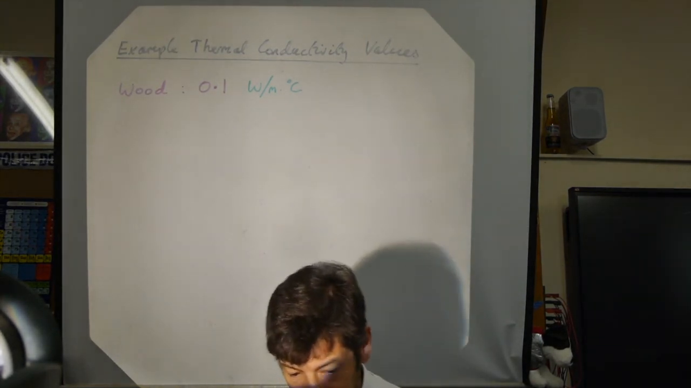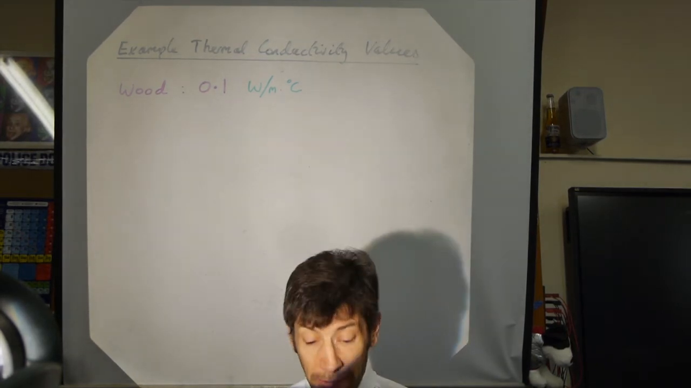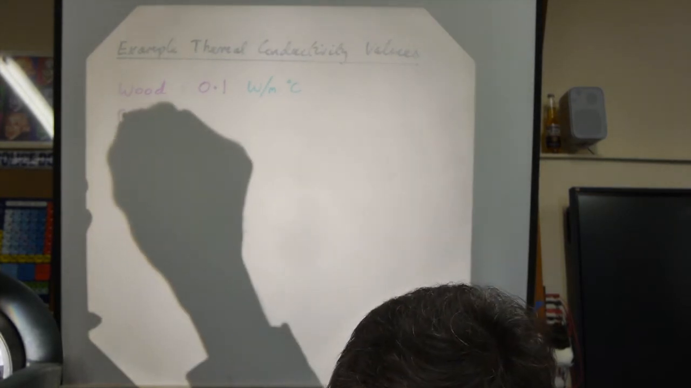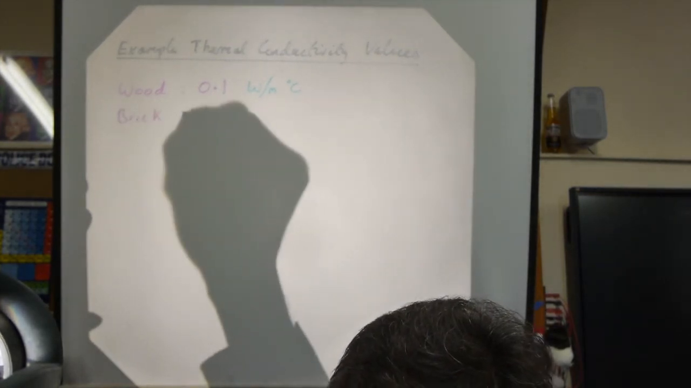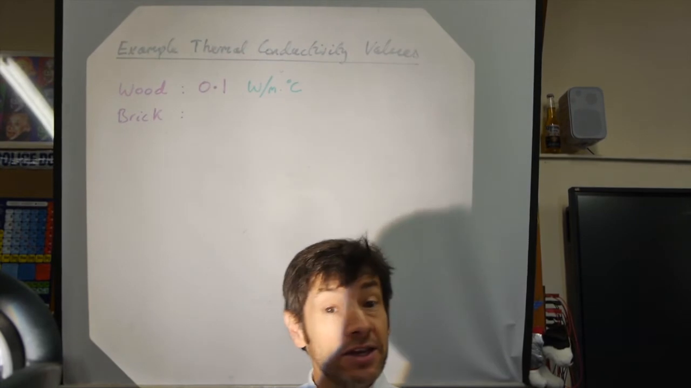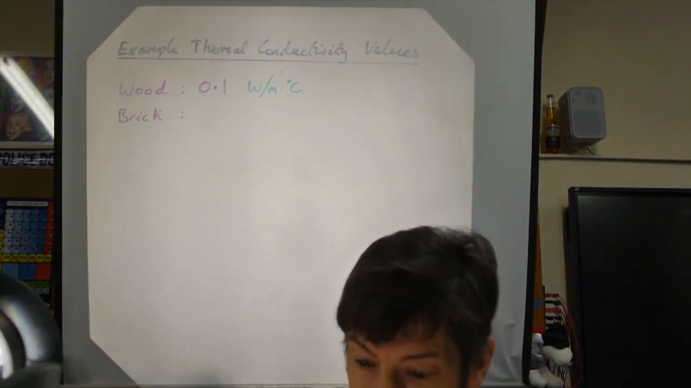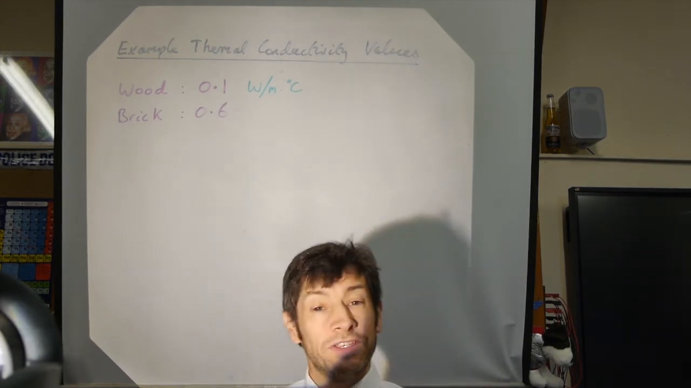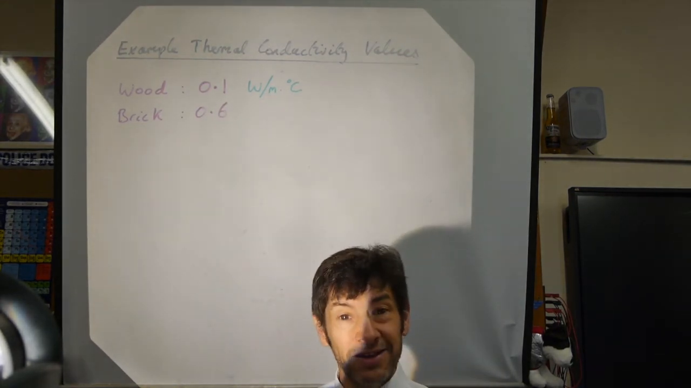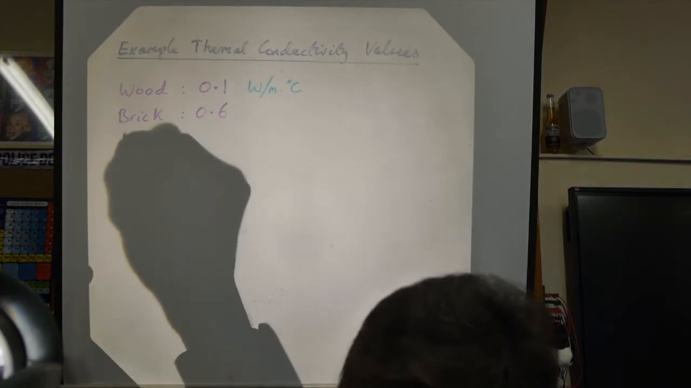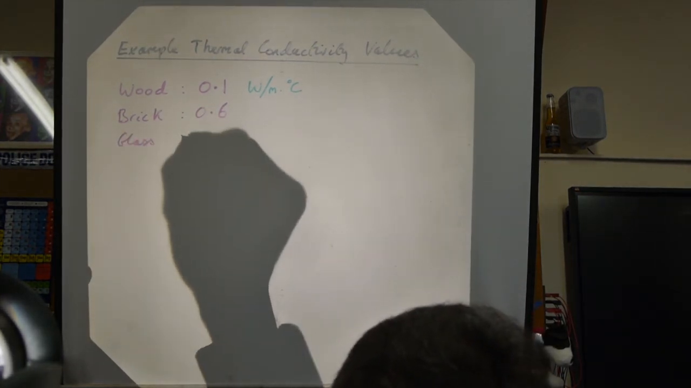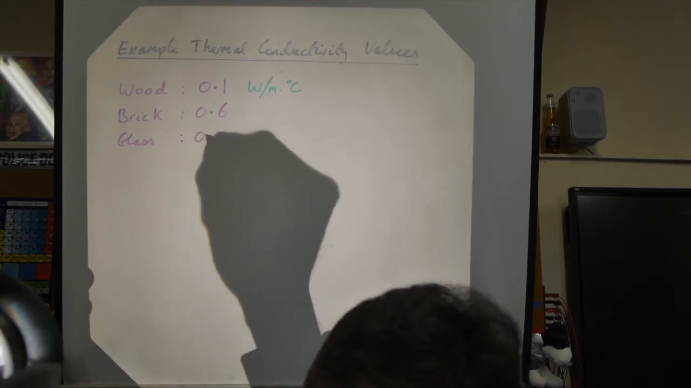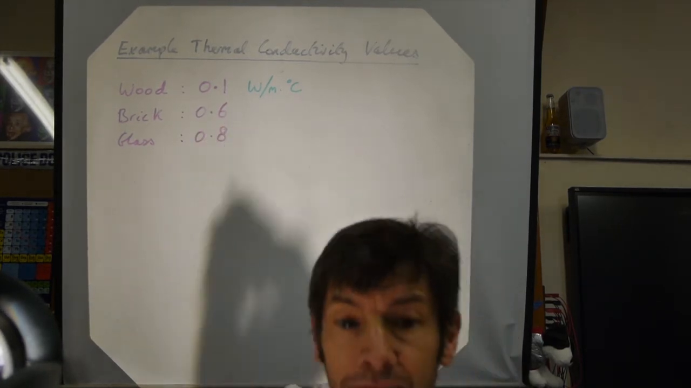So, back to the GCSE, let's just compare values. So, wood, 0.1. Brick, you can probably guess what brick is like, because we build buildings out of it. It has a thermal conductivity of 0.6, so not dissimilar from wood. Glass, we're a bit more worried about big glass windows, because that has a thermal conductivity of 0.8.